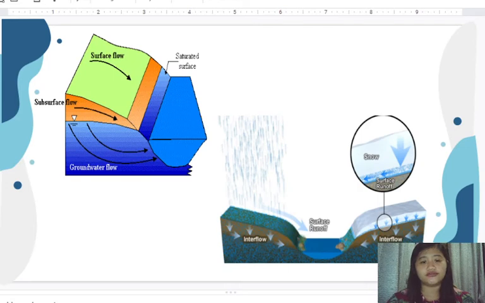So what is the difference of surface flow from subsurface flow? Surface runoff or surface flow occurs when water flows over the land surface, while subsurface runoff or subsurface flow is relatively rapid flow toward the stream channel that occurs between or below the surface.